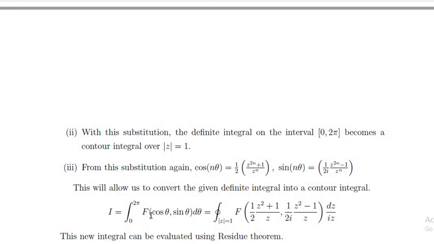So the integral 0 to 2 pi f of cos theta, sin theta d theta becomes the contour integral over c, the unit circle mod z equal to 1, f of, in the place of cos theta we can write z square plus 1 by 2z, in the place of sin theta z square minus 1 by 2iz, and d theta becomes dz by iz. So the right side becomes a complex integral which can be evaluated using Cauchy's residue theorem.